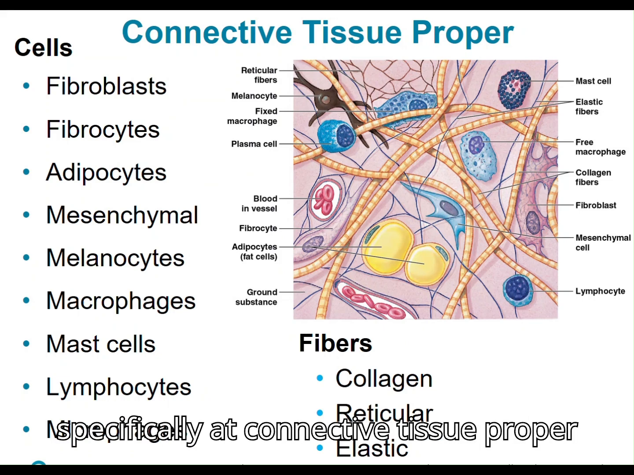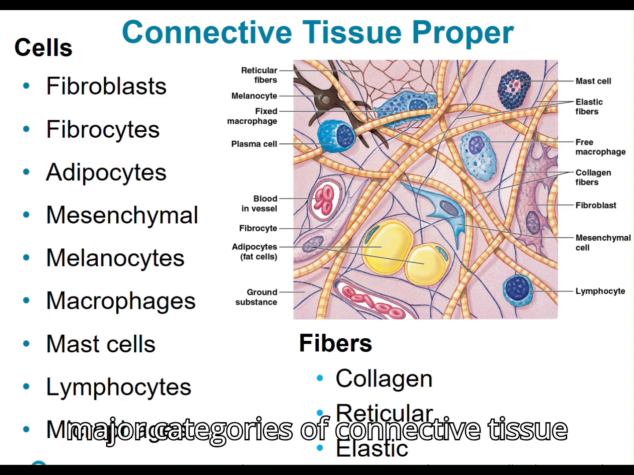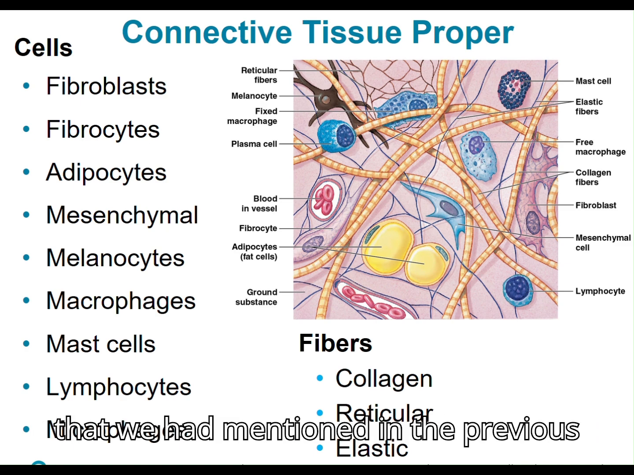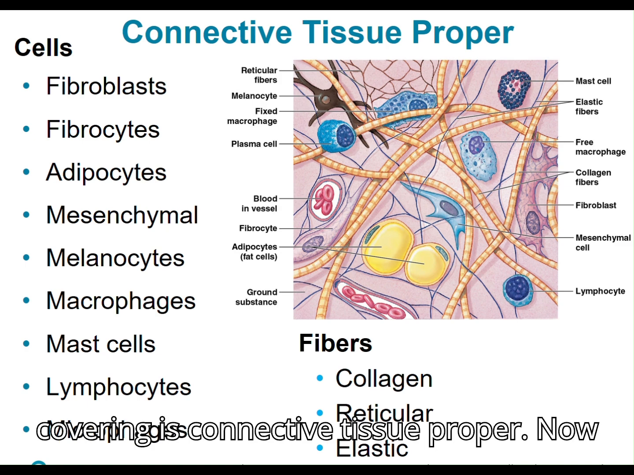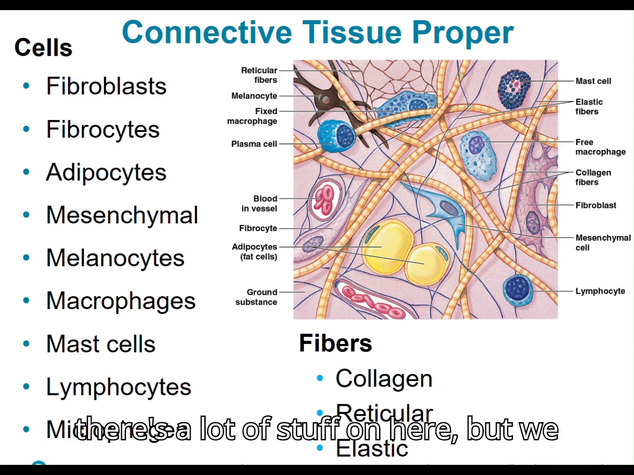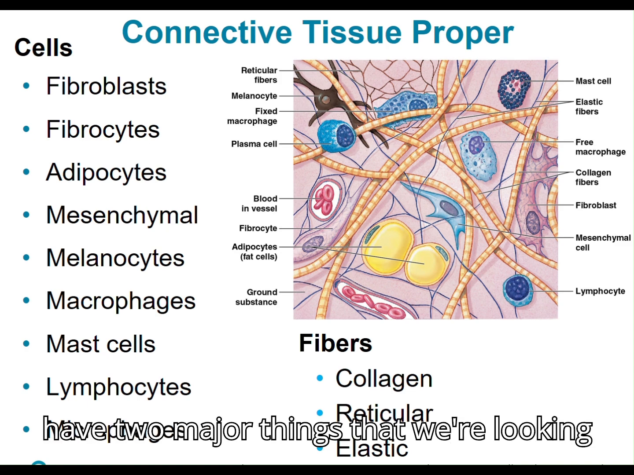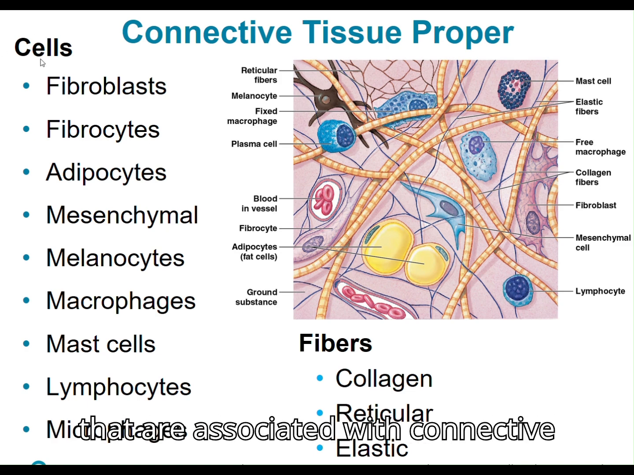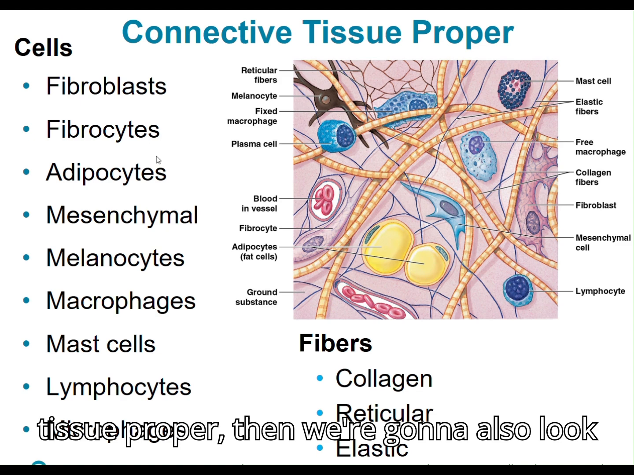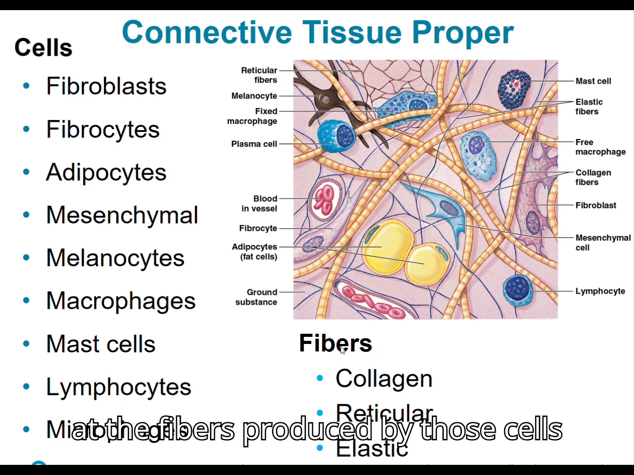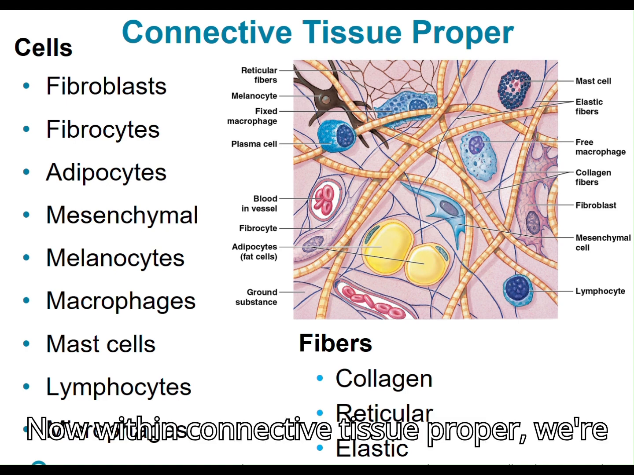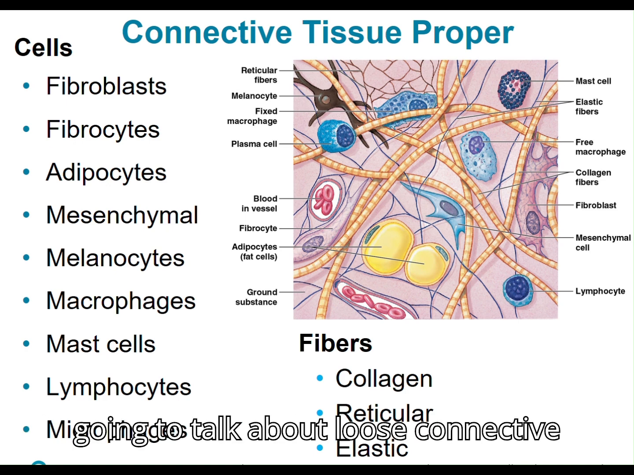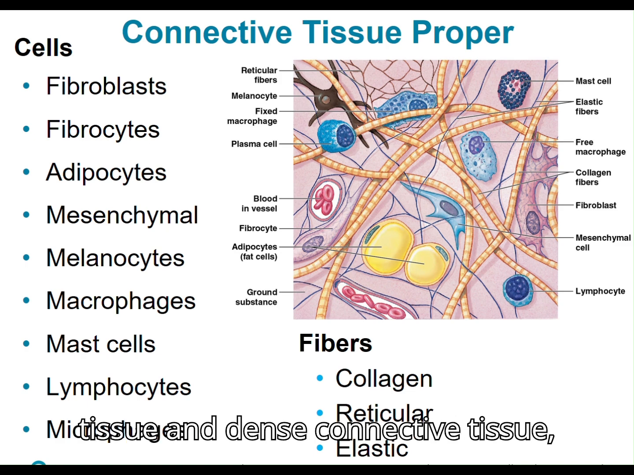This lecture, we're going to look specifically at connective tissue proper to begin with. So remember, we had three major categories of connective tissue that we had mentioned in the previous lecture, and the first one we're covering is connective tissue proper. Now this looks a little intimidating because there's a lot of stuff on here, but we have two major things that we're looking at. We're going to look at all the cells that are associated with connective tissue proper. Then we're going to also look at the fibers produced by those cells that are going to help to create the matrix.